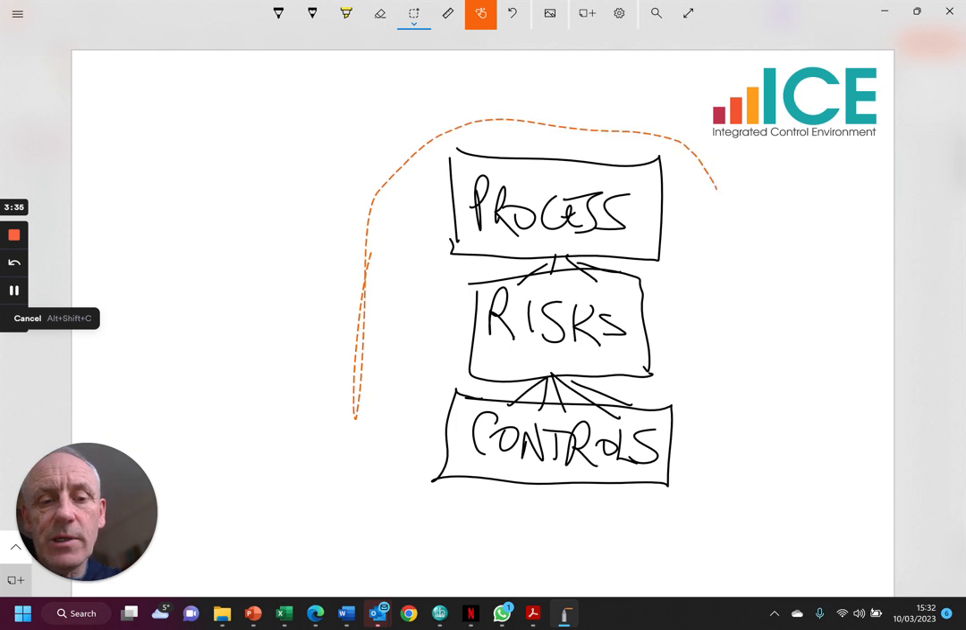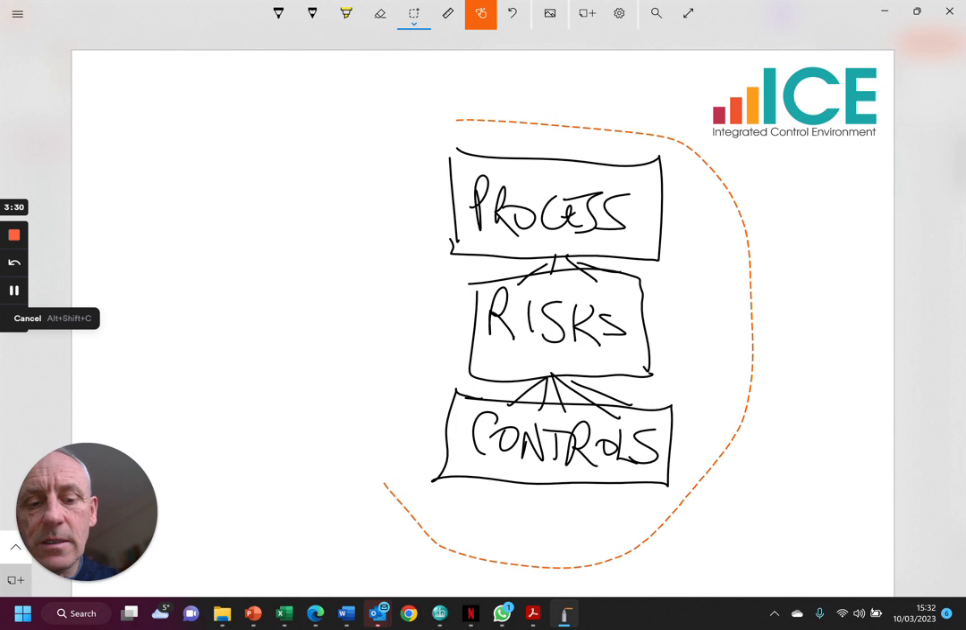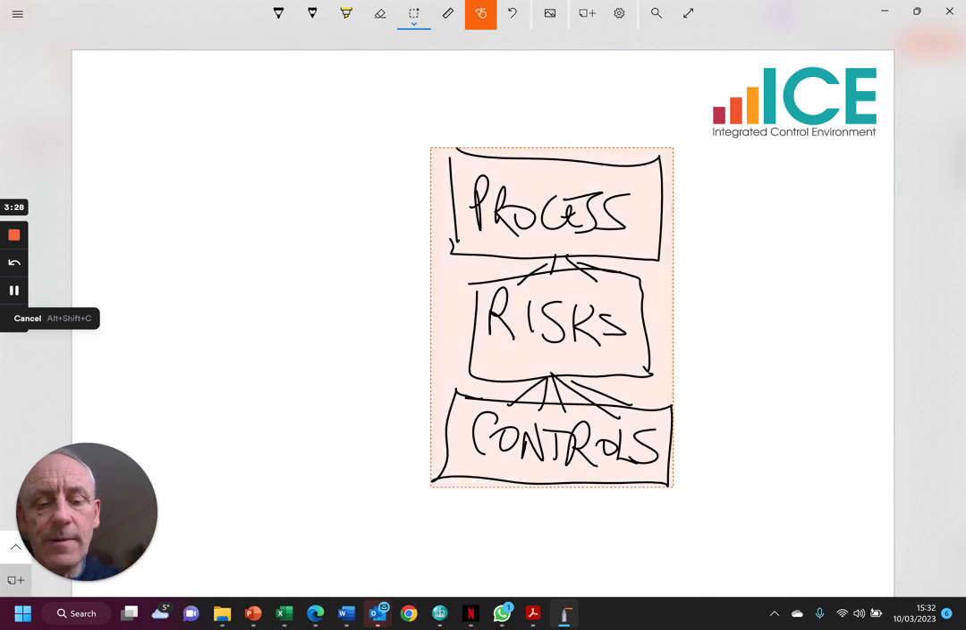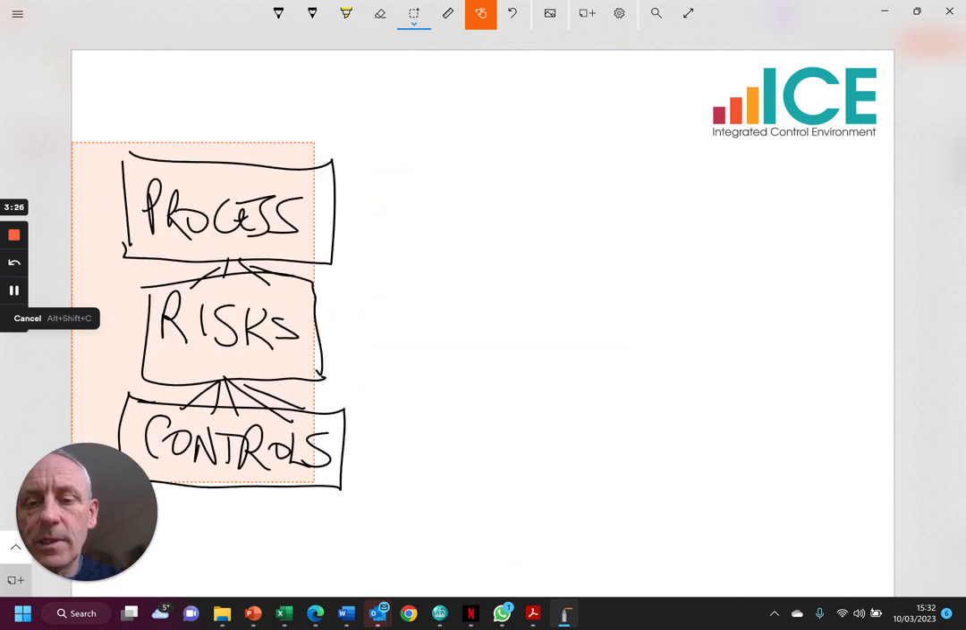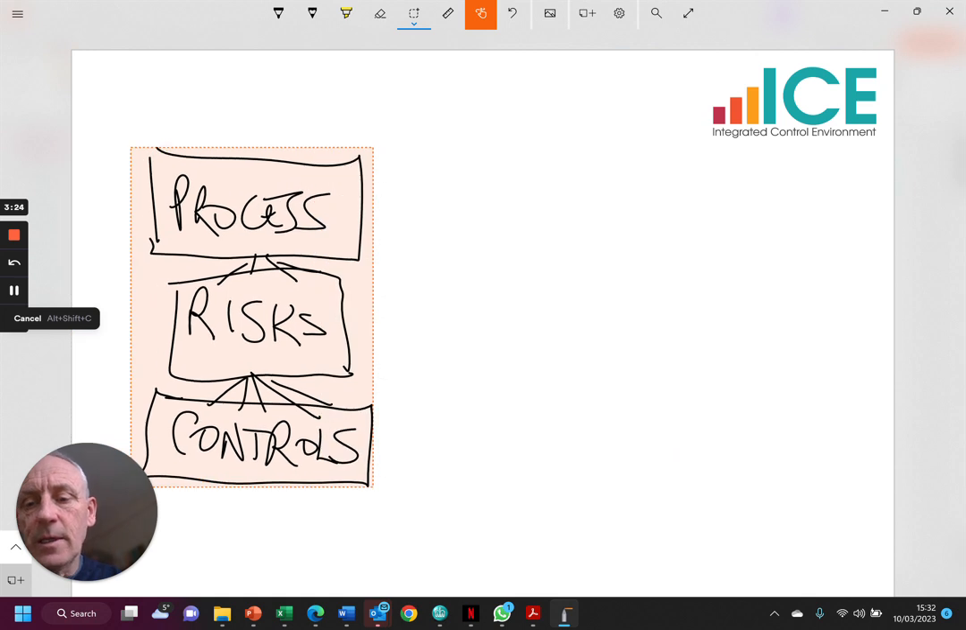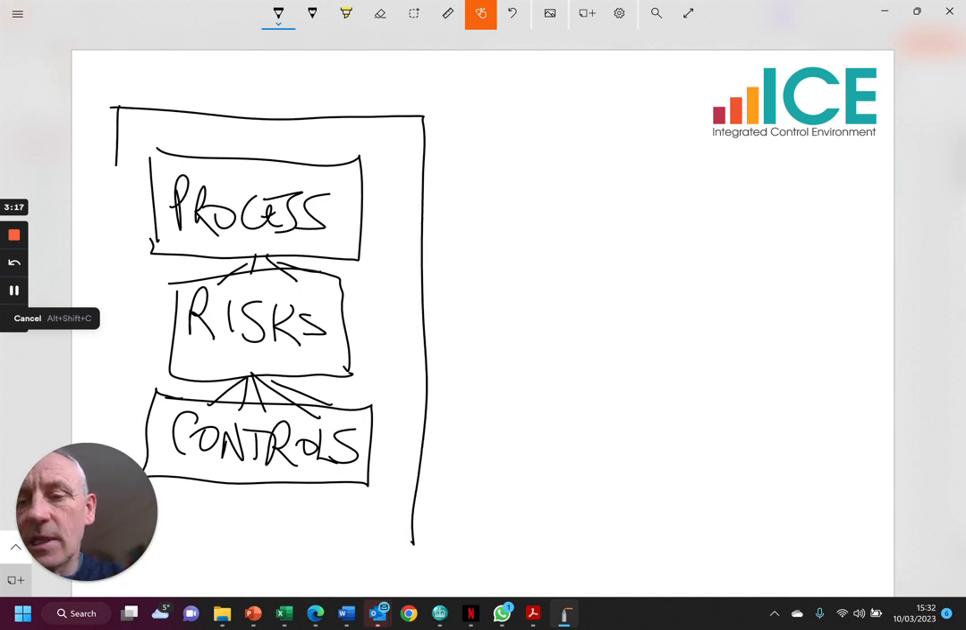Where's this not working? Right, so let's take all of this and let's move it over here. Okay, put it over there. Now, what ICE does is ICE records information related to the processes, risks, and controls of your business in a nice, neat application. And it does a lot more than that, though.